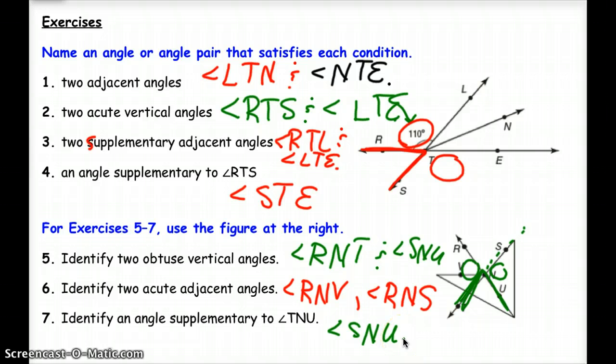So a couple of tips. It does help to take your pencil and kind of trace over the angles to help you find the other one. So I'm done with the first part of section 1.5, and that was day 1.